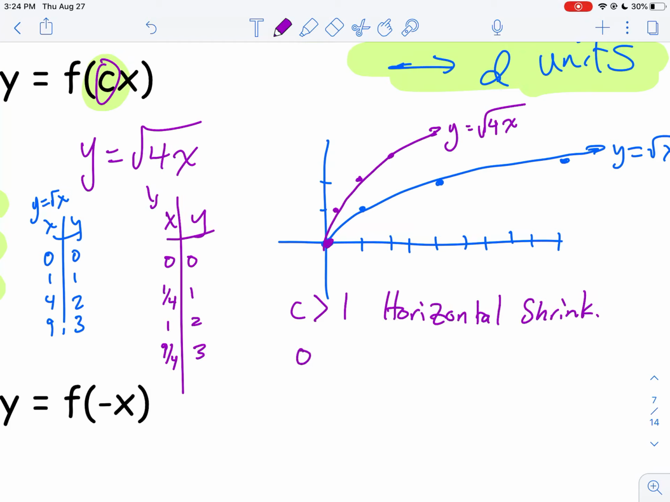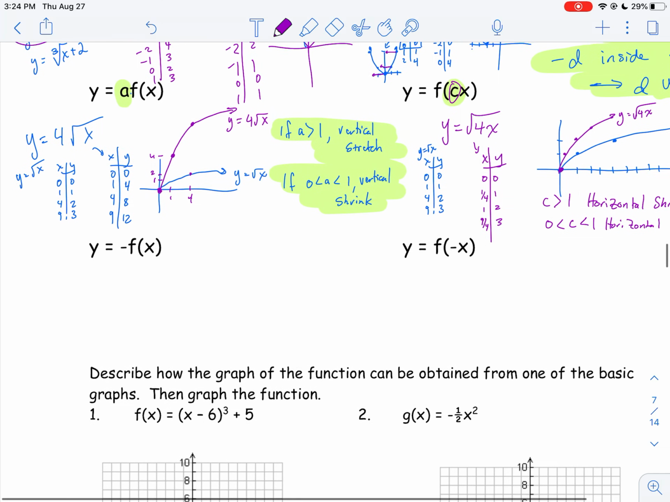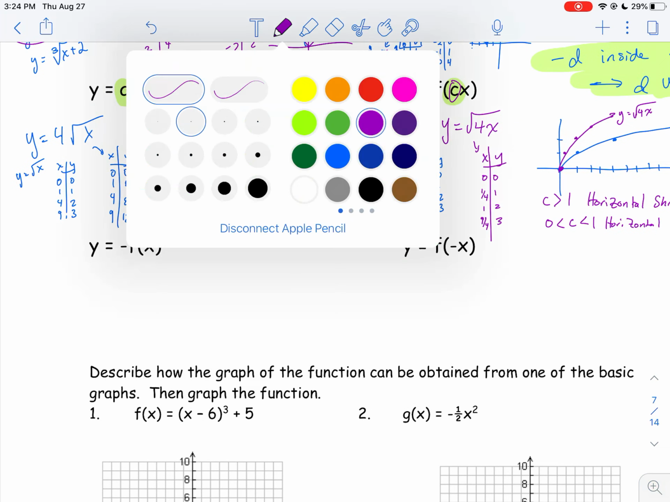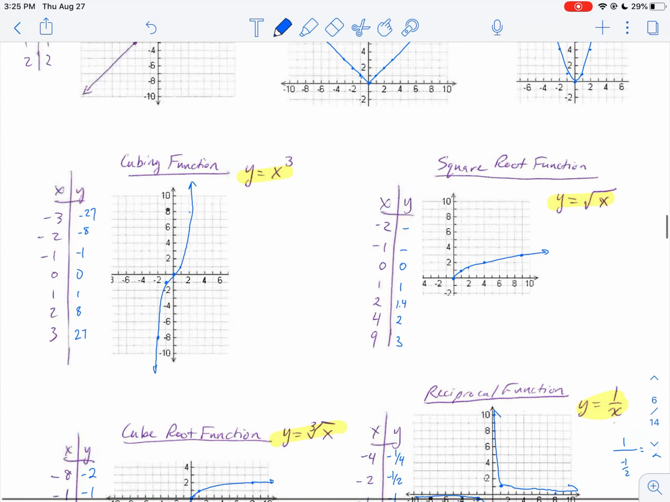And you can explore this on your own. But if C is bigger than 0 and it's less than 1, we're going to have a horizontal stretch. All right. I know there's a lot going on here. We'll finish this up here in a second. What's one that I haven't done yet?